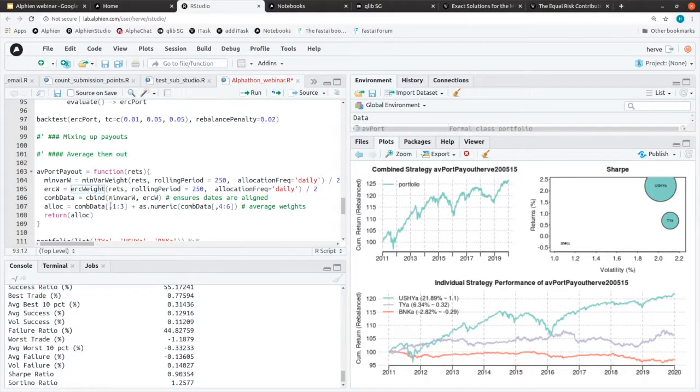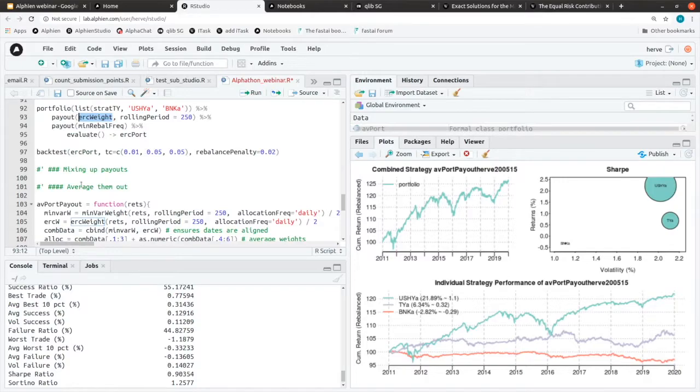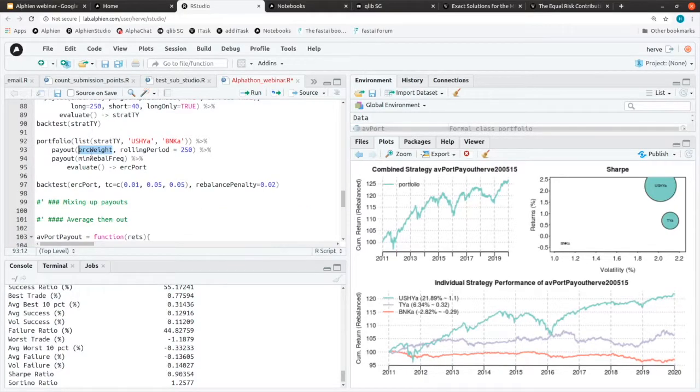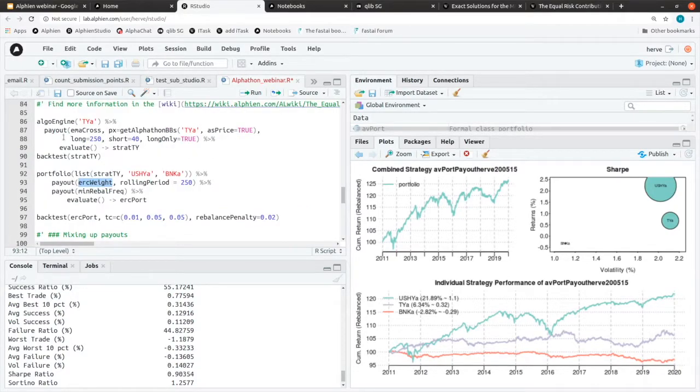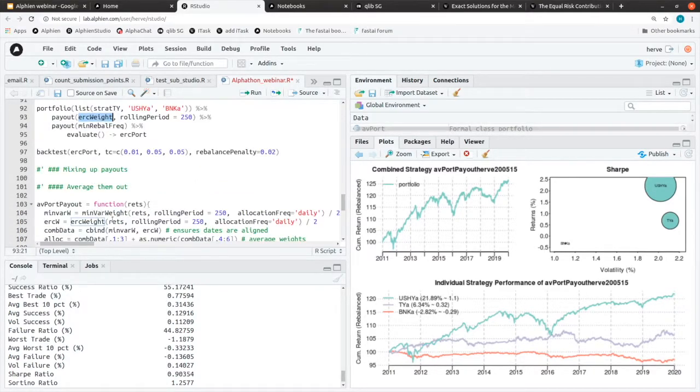Keep in mind that it's like a tree. So the number of combinations here are exponential. You can have one payout for one strategy, but another payout for another strategy, and another payout for a third strategy, and then have one payout at portfolio level, or have two payouts at portfolio level. So you can actually combine things and mix them up in a very, very flexible way and try different combinations.